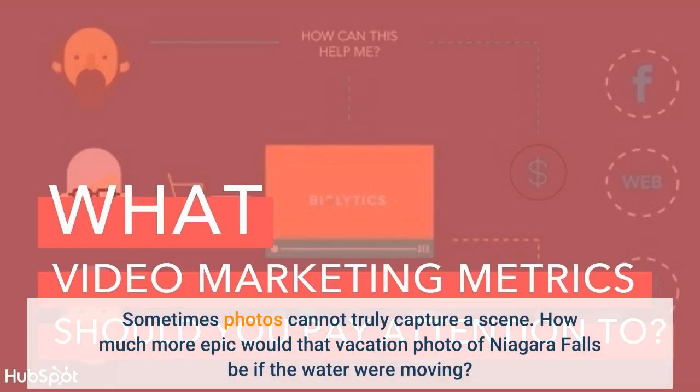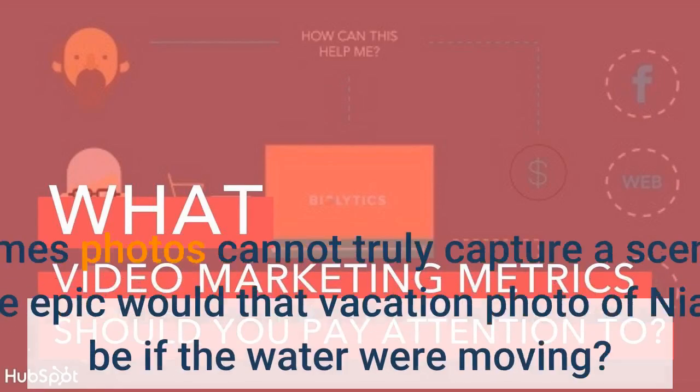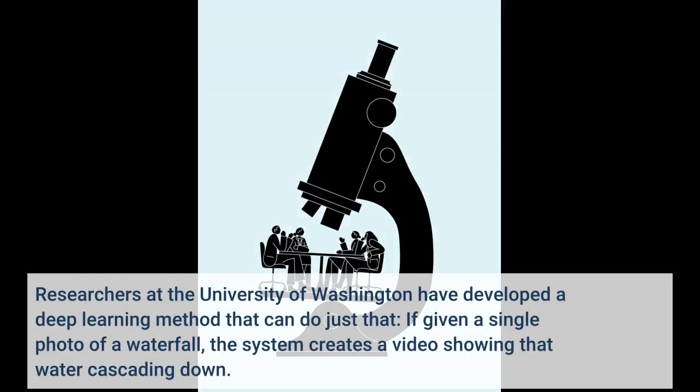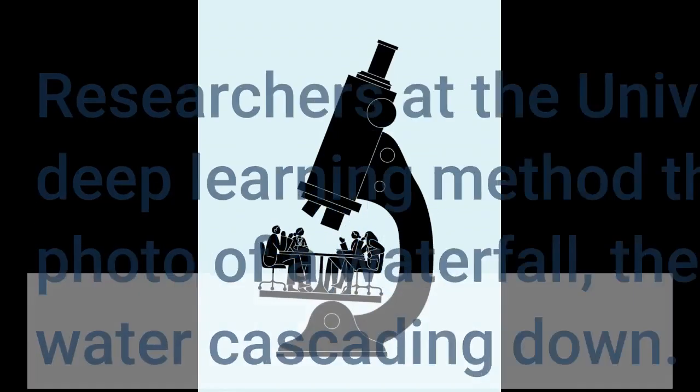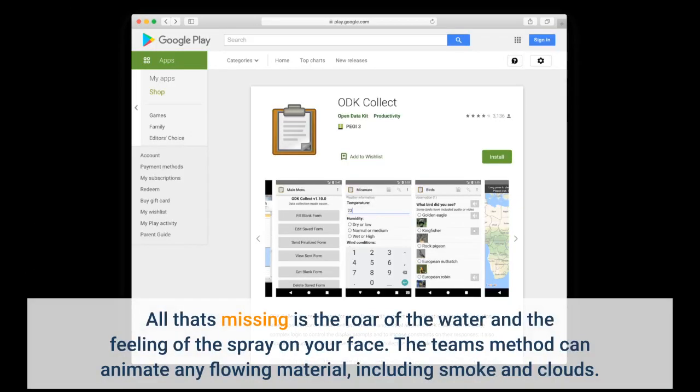Sometimes photos cannot truly capture a scene. How much more epic would that vacation photo of Niagara Falls be if the water were moving? Researchers at the University of Washington have developed a deep learning method that can do just that. If given a single photo of a waterfall, the system creates a video showing that water cascading down. All that's missing is the roar of the water and the feeling of the spray on your face.